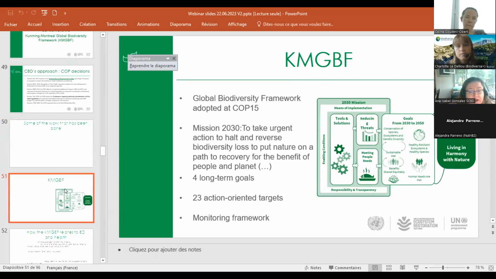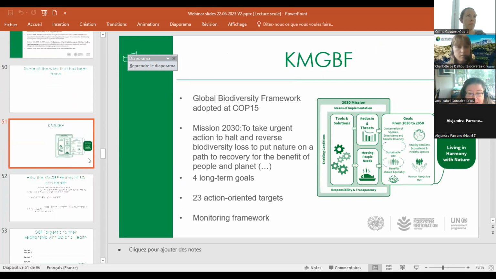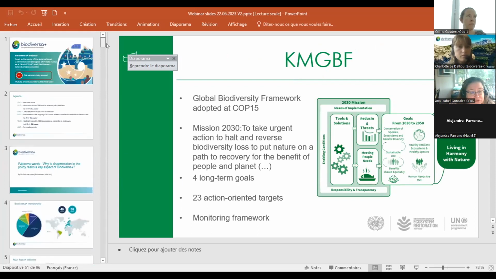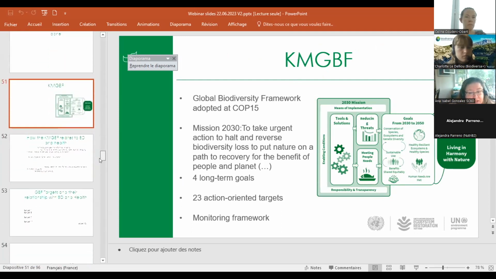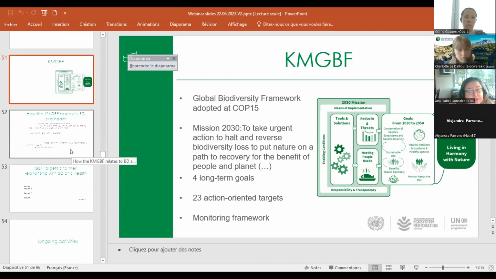So now that you know there's a Kunming-Montreal Global Biodiversity Framework, sorry about the acronym, we usually call it the GBF. The CBD has developed this new strategic framework that was adopted at COP15, which was last December. And it replaces the previous strategic plan for biodiversity 2011-2020. So the Global Biodiversity Framework includes a mission to 2030, which is to take urgent action to halt and reverse biodiversity loss, put nature on a path of recovery for the benefit of people and the planet. It also has four long-term goals, milestones, 23 action-oriented targets, and a monitoring framework and indicators to achieve a 2050 vision.